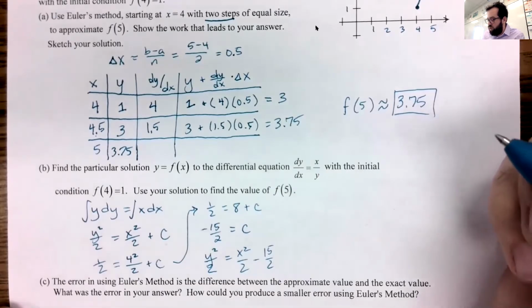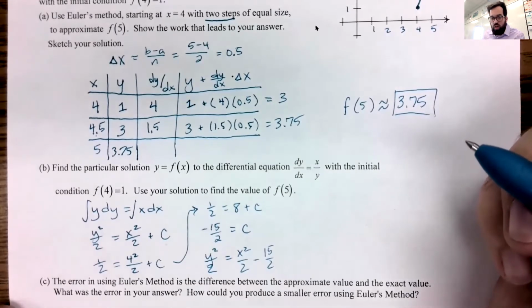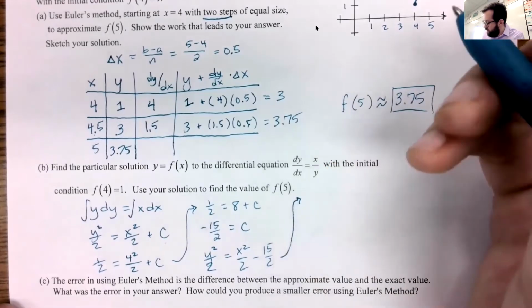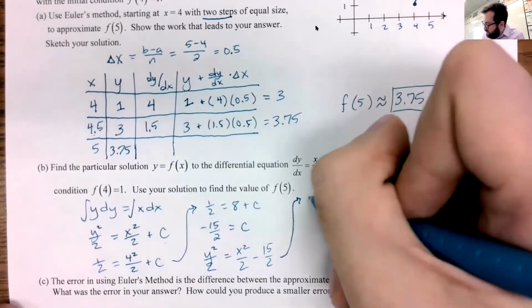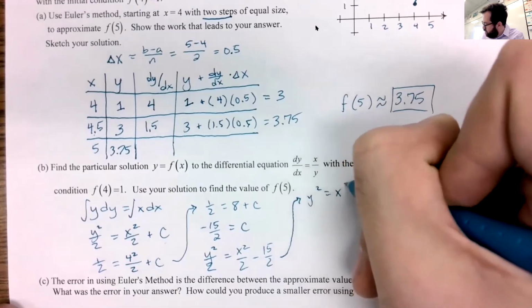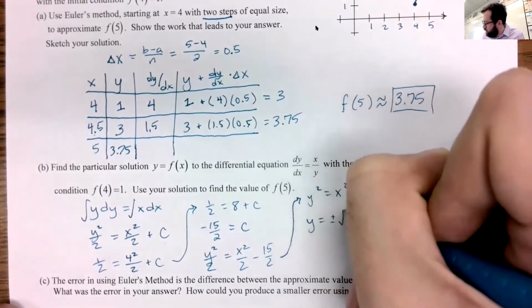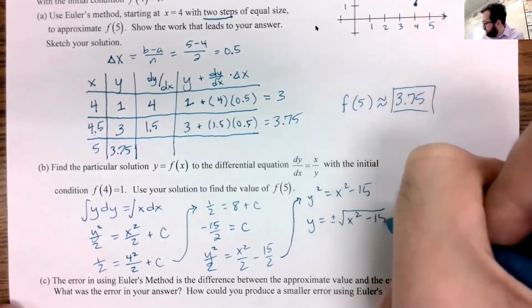So then our next goal is to solve for y. So let's keep going. And I'm going to multiply everything by 2. We end up with y squared equals x squared minus 15. So y equals plus or minus the square root of x squared minus 15.